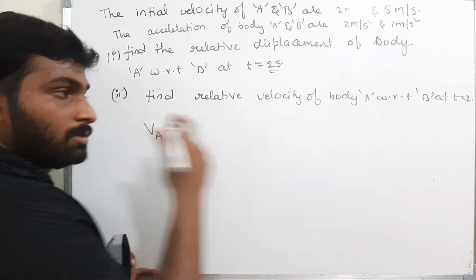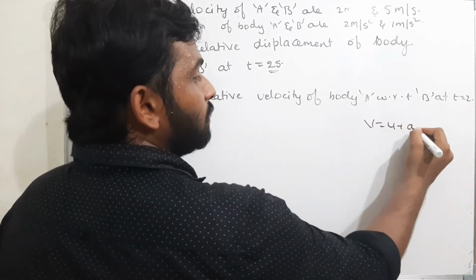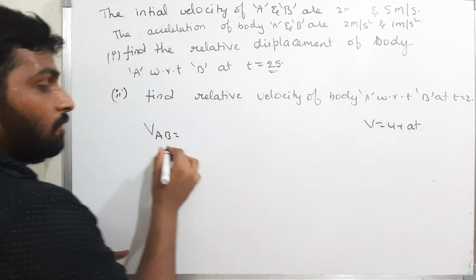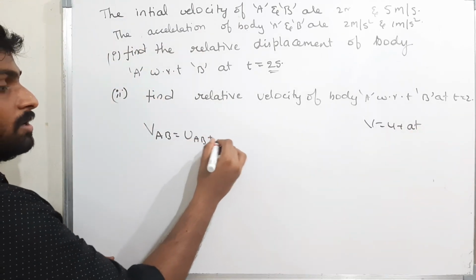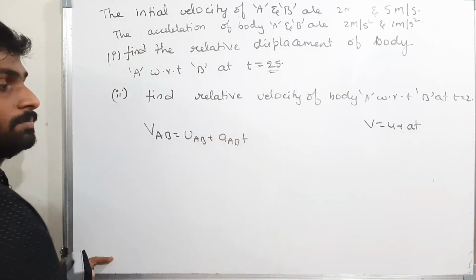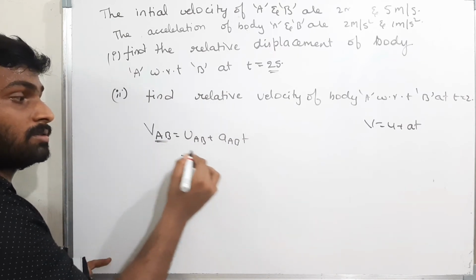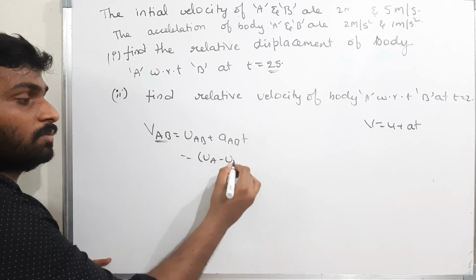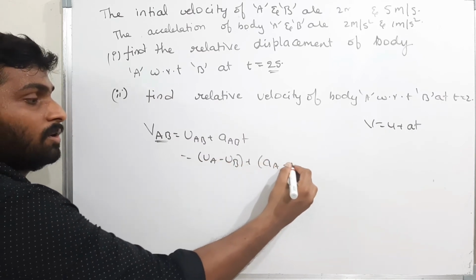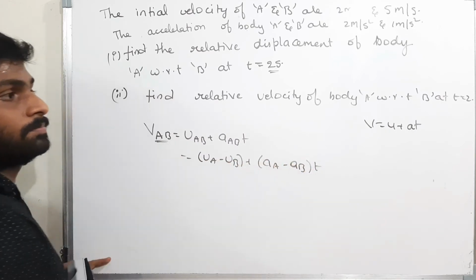What equation can I use? V is equal to U plus at. The same equation I can use even for relative velocity. Therefore V_AB is equal to U_AB plus a_AB into t. Therefore U_AB is nothing but U_A minus U_B, plus the acceleration of A minus the acceleration of B, into time.